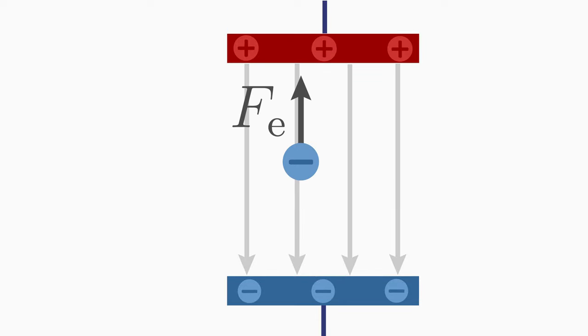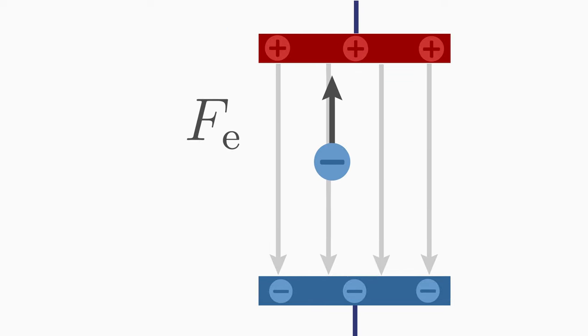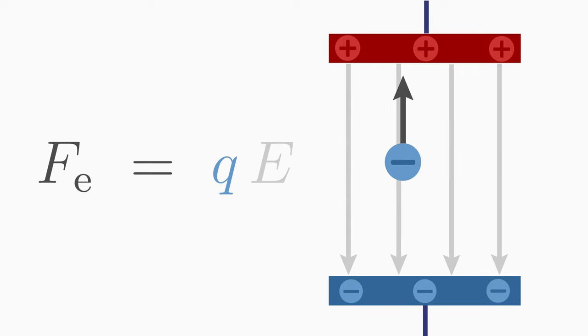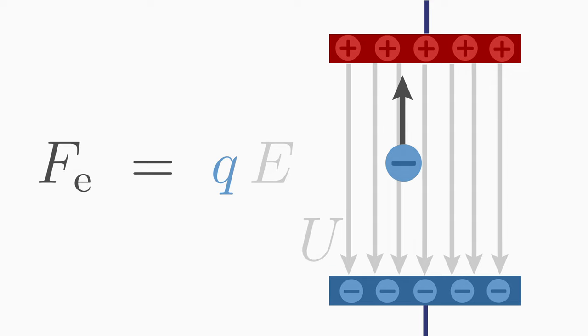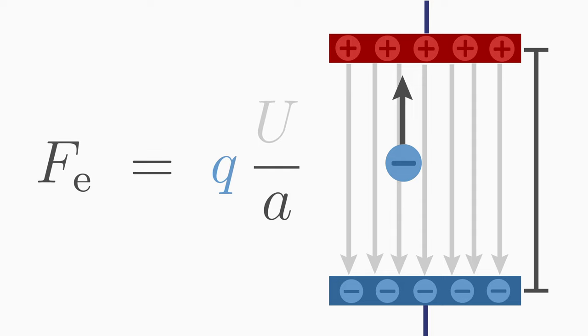You can calculate the electric force acting on the particle with Q times E. Q is the charge of the particle, and E is the electric field strength between the plates. You can control the field strength by changing the electric voltage U at the capacitor. In contrast to the electric field strength, you know the voltage because you set it yourself on the voltmeter. Therefore, you write E as U divided by A. A is the distance between the two plates.